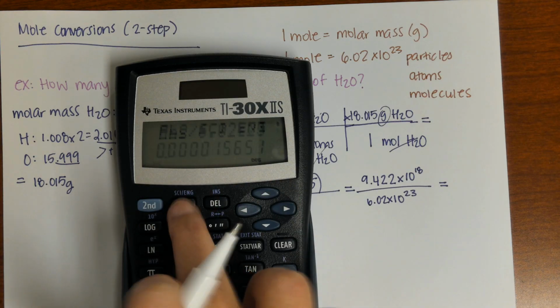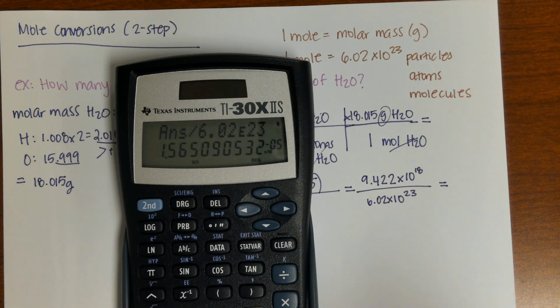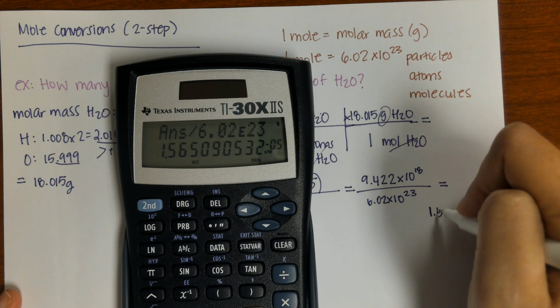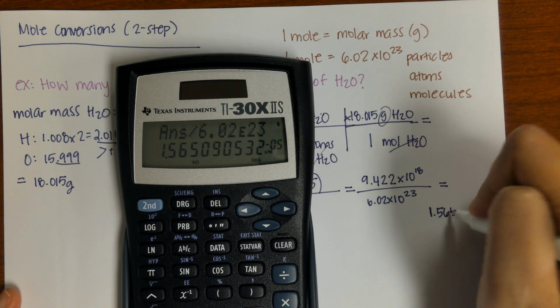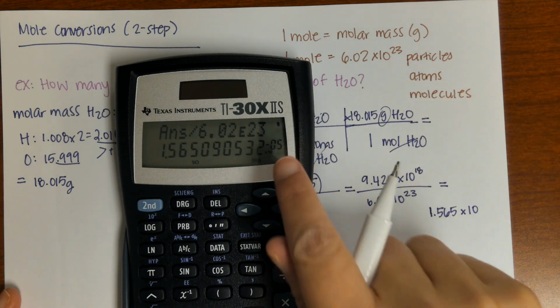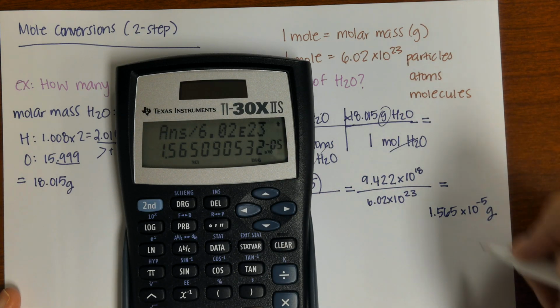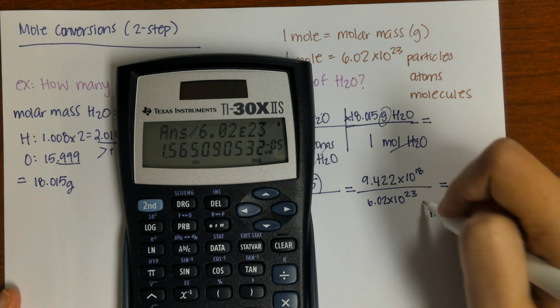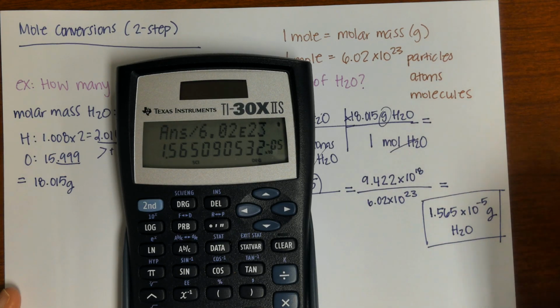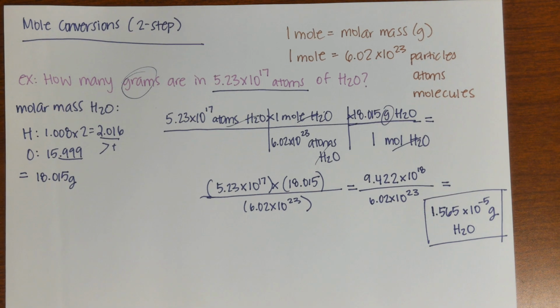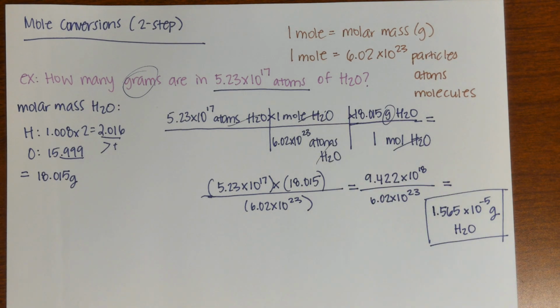So over here, I'm going to change it to scientific notation. And this is our number here, our final answer. So that'll be 1.565 times 10 to the power of -5. And it'll be grams of H2O. So this is a very, very small amount of grams of water, because that's actually not a lot of atoms.